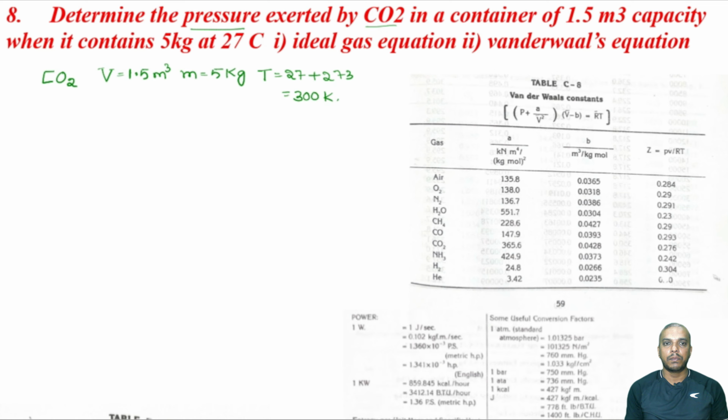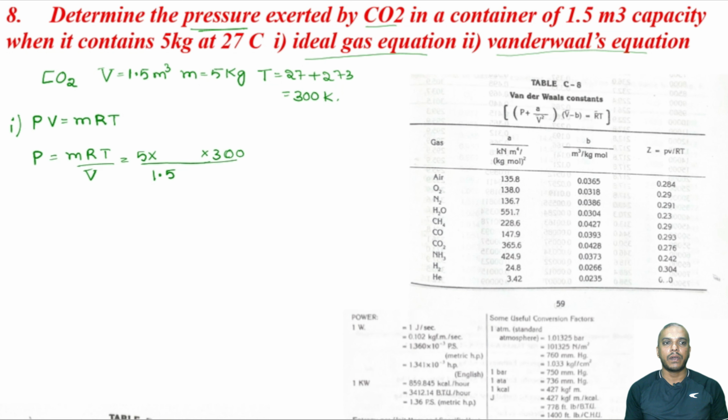Now, we must determine the pressure exerted by CO2 by two equations. One is the ideal gas equation, the second one is the Van der Waals equation. So, we will take the first one. PV is equal to mRT is the ideal gas equation, which we know. We are interested in finding out the pressure. So, pressure is equal to, let us say, I will send everything to the right side, mRT by V. Mass is known to us, 5 kg. R value we will find out. Volume is 1.5 meter cube and the temperature is 300 Kelvin.